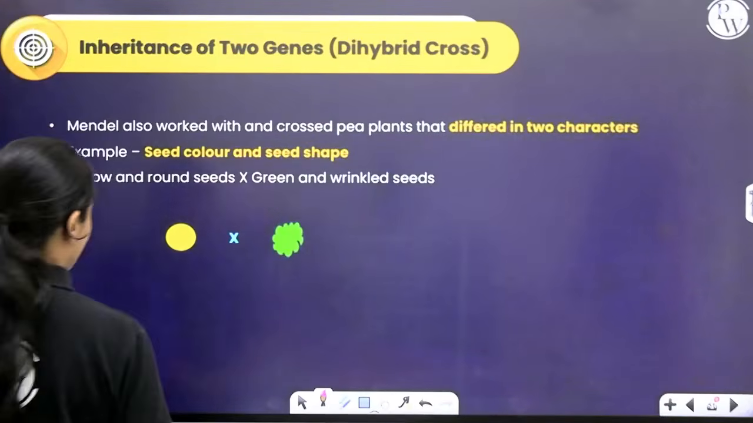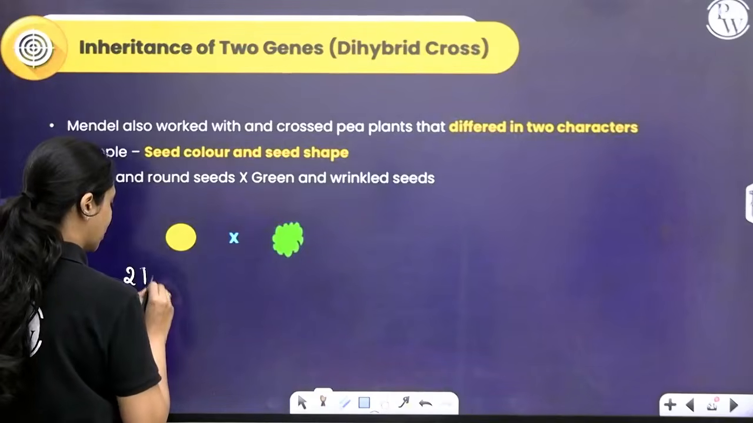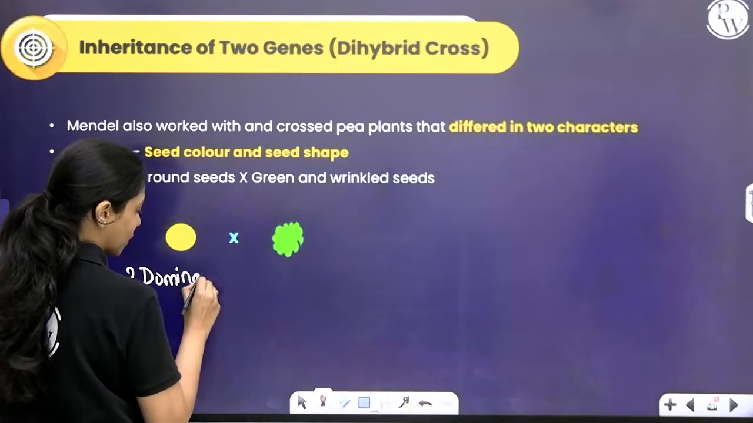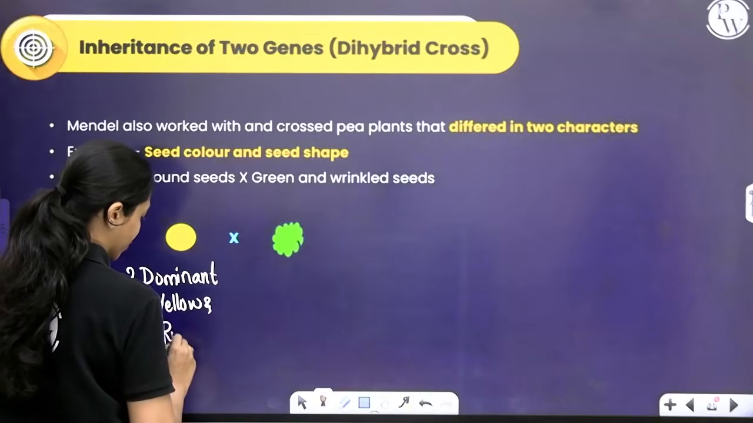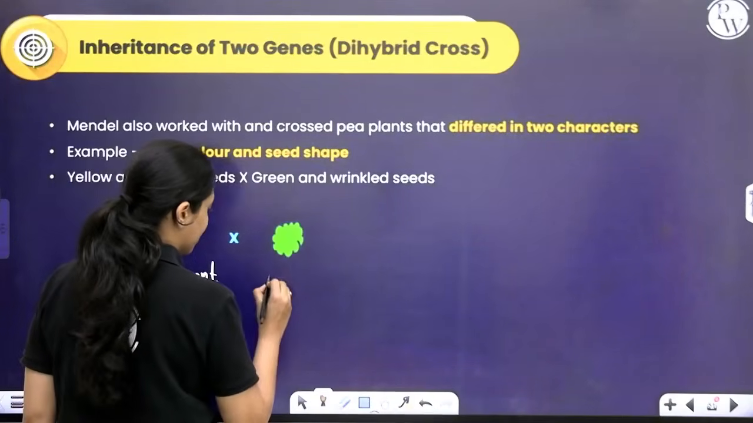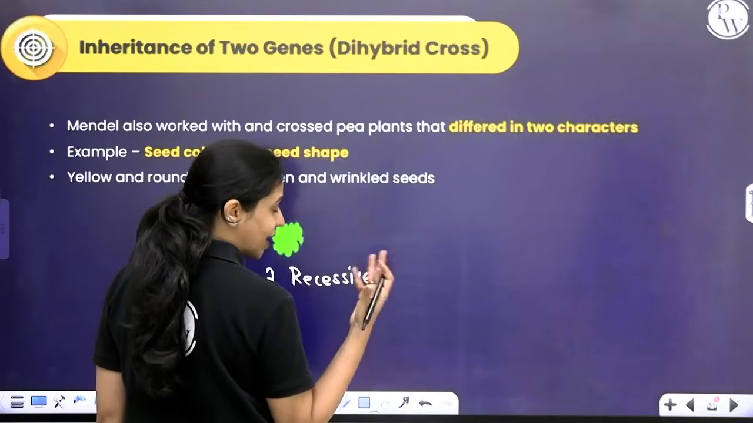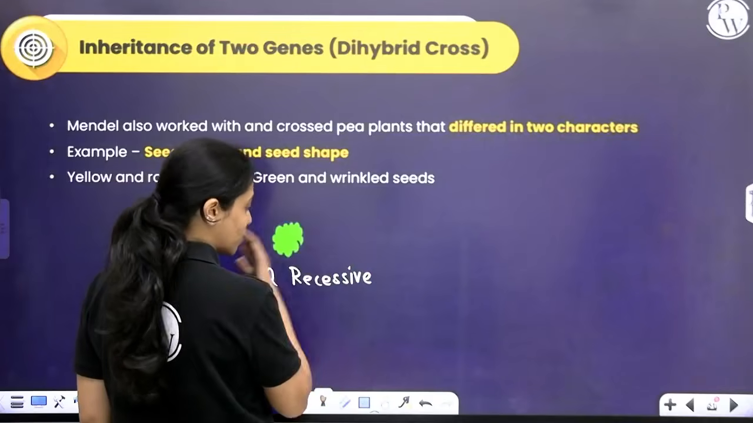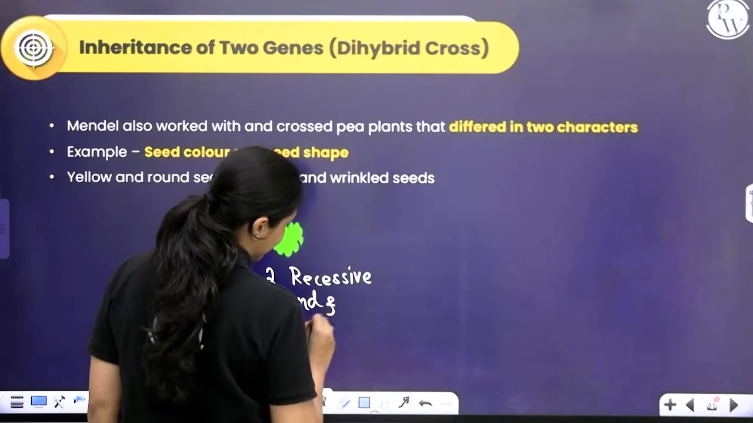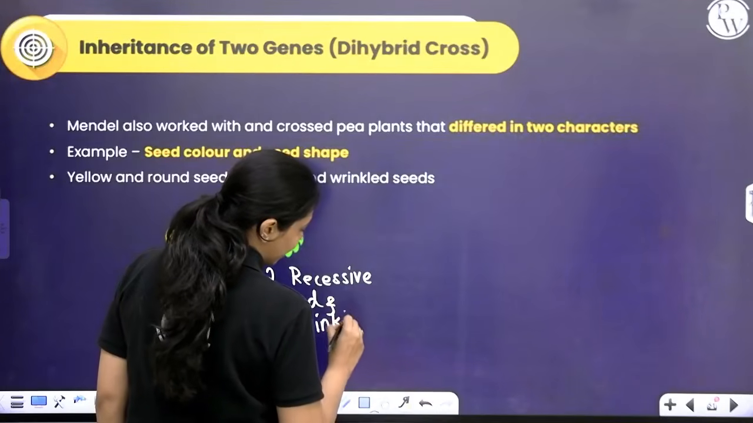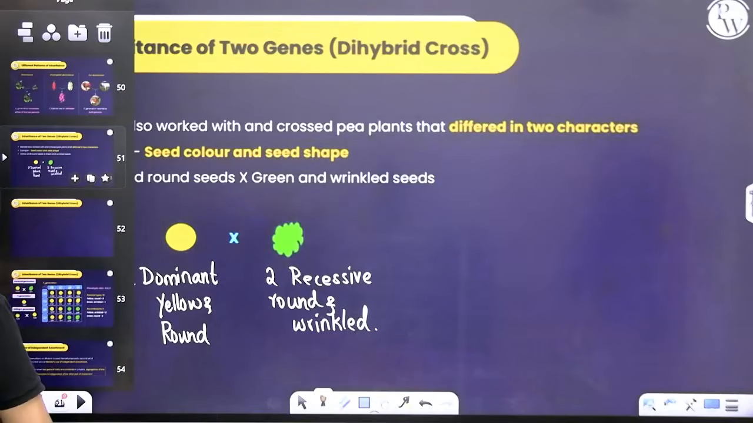So over here, we are taking one plant which has both dominant characters, both dominant traits. This is yellow and round, both are dominant. Here you have both recessive traits. Both of these are pure breeding varieties, true breeding varieties, which means they're both homozygous. This will be round and wrinkled. I will not explain this by writing again because you've already done this in monohybrid cross. I think you can follow.